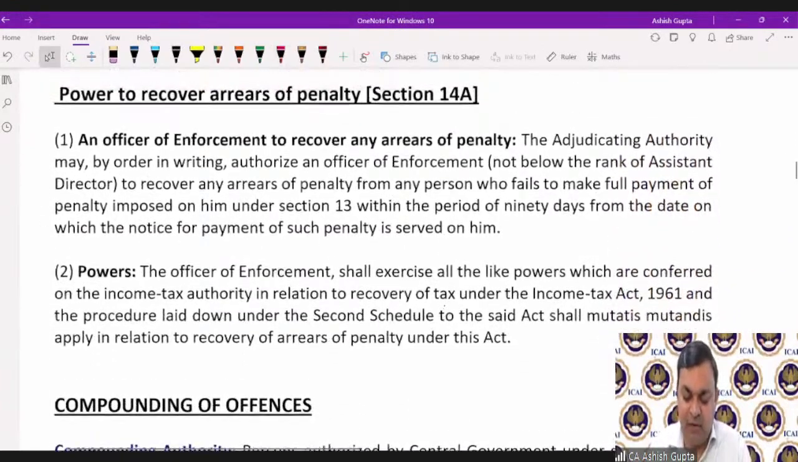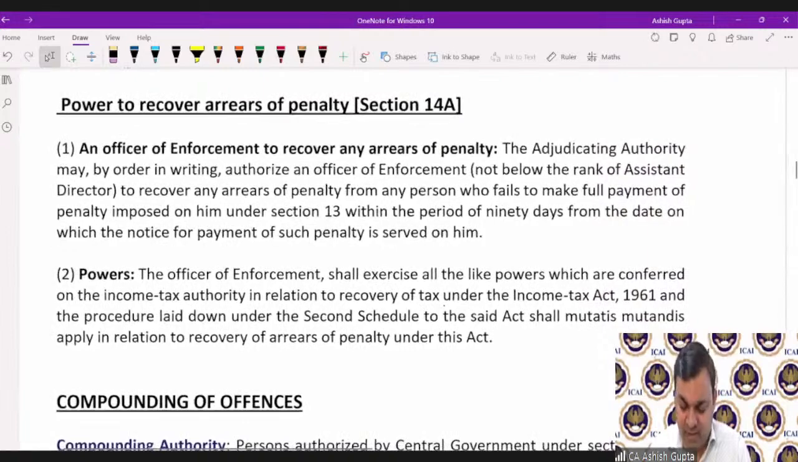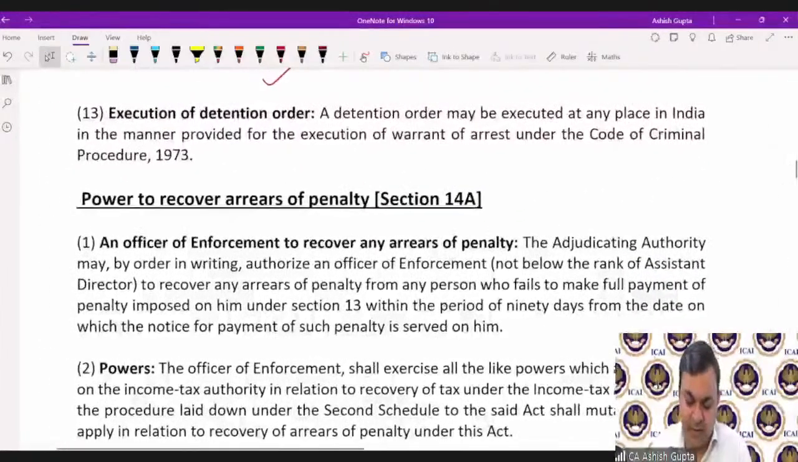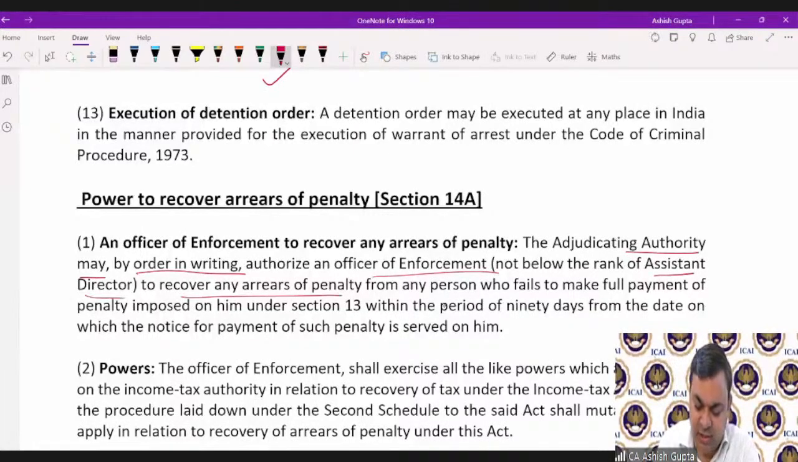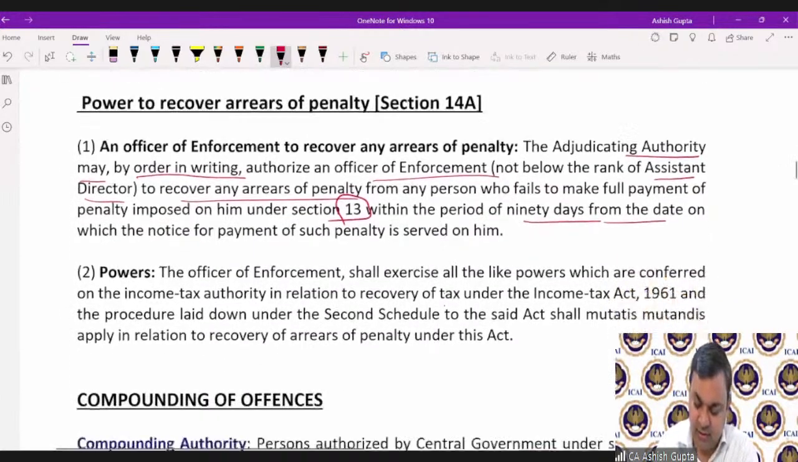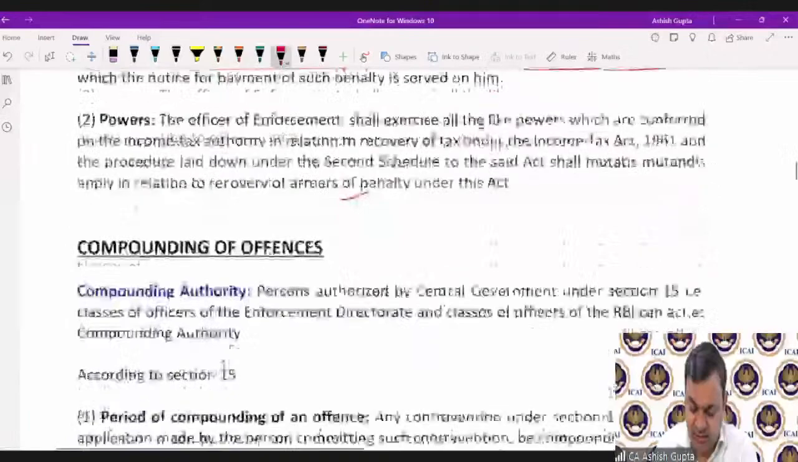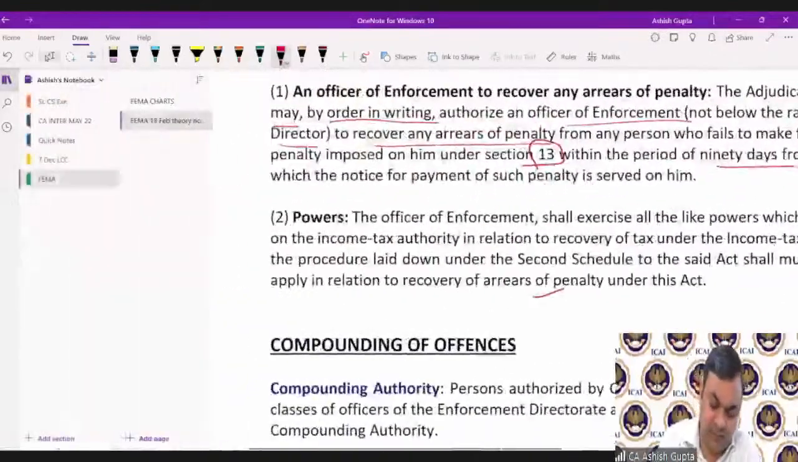Now, the power to recover arrear of penalty. The adjudicating authority may, in writing, authorize any officer of enforcement not below the rank of assistant director to recover any arrear of penalty from any person who fails to make the payment as per the contravention committed under section 13 within 90 days. Okay. These are the provisions, right? Okay.